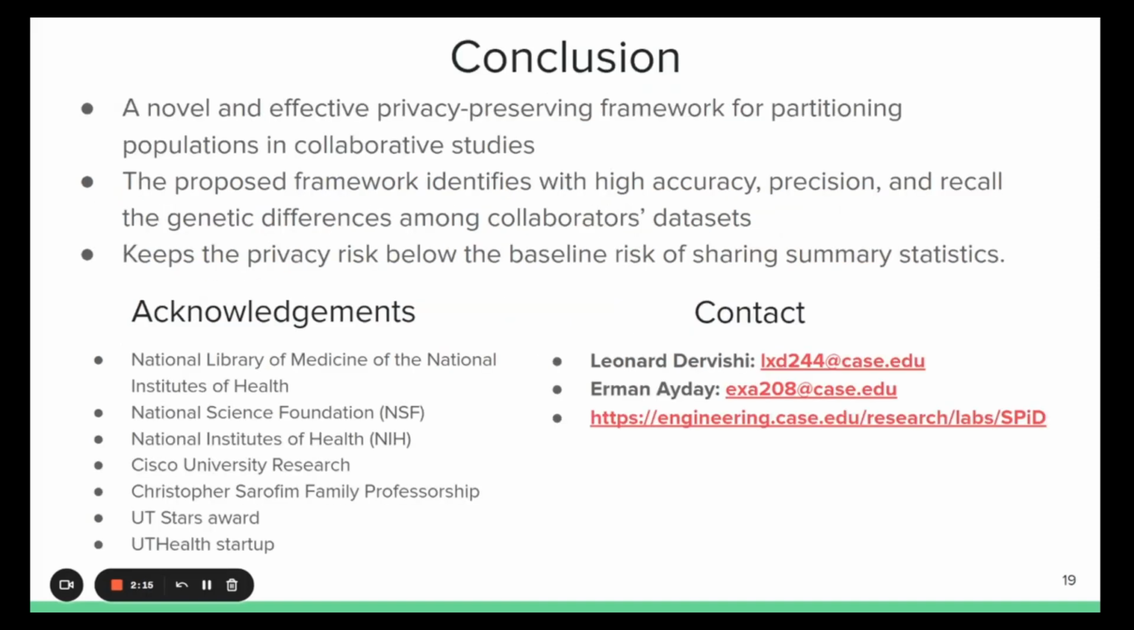In summary of our work, we have proposed a novel and effective privacy-preserving framework, which mainly partitions populations in collaborative studies. Via experiments, we showed that the proposed framework identifies with high accuracy, precision, and recall the genetic differences among collaborator datasets, while preserving the privacy of the research participants. We also showed that our proposed framework keeps the privacy risk below the baseline risk of sharing summary statistics. Hopefully, in the future, this work will enable researchers to conduct collaborative research with high-quality data while ensuring that the privacy of the research participants is preserved.